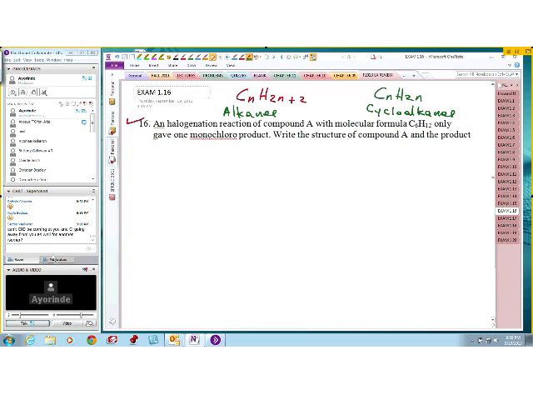This C6H12, will this be a cycloalkane or an alkane? Just give me your answer. A cycloalkane, excellent, because of the formula. Very good. So if it is going to be a cycloalkane, let me also give you a little bit of background information here. Supposing I have this.